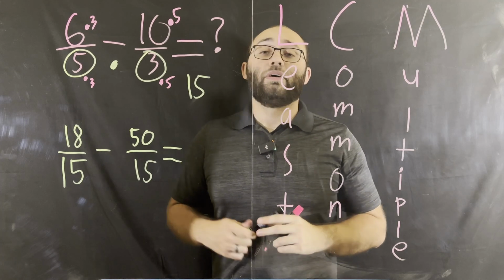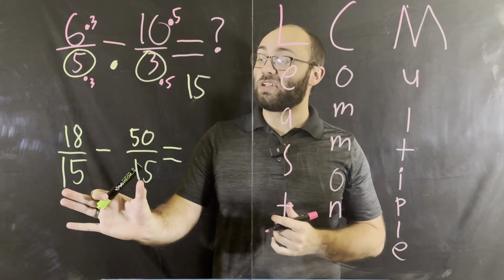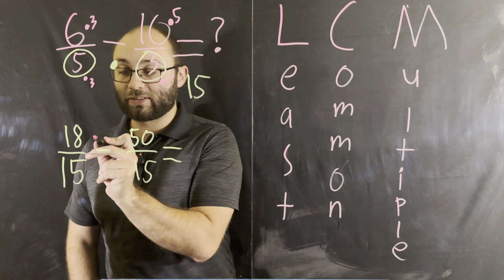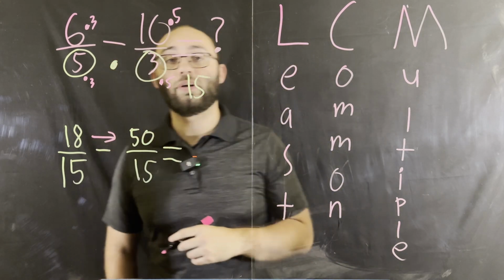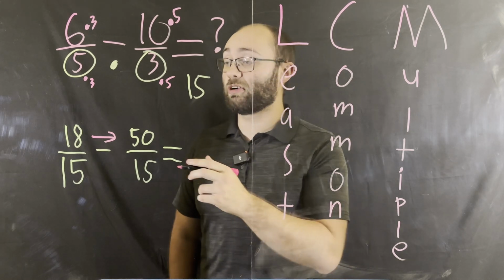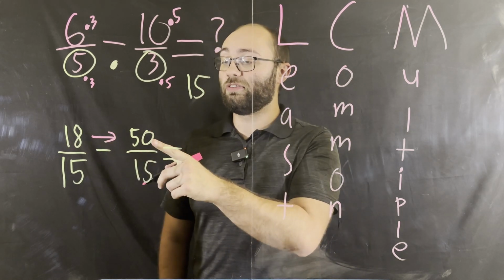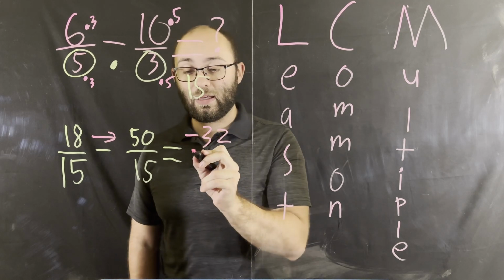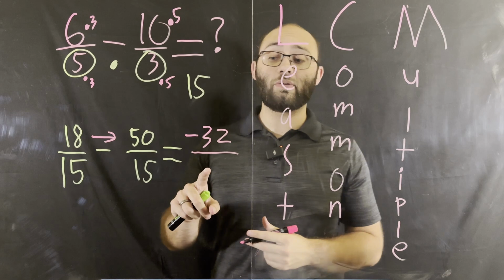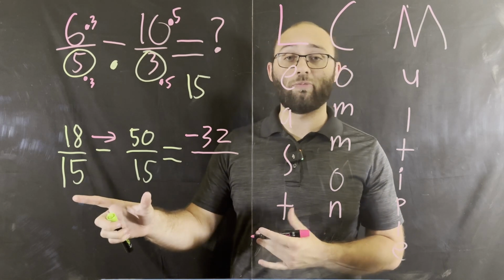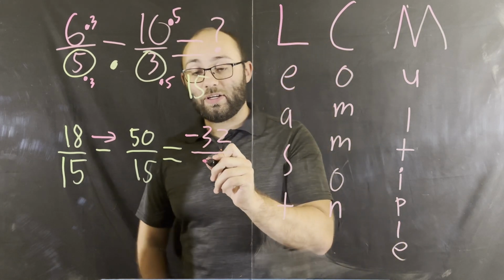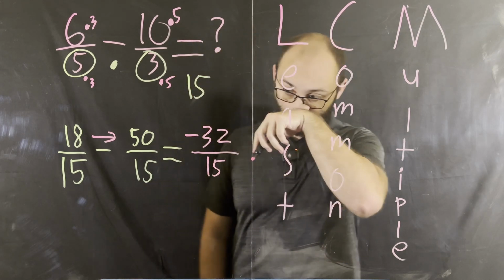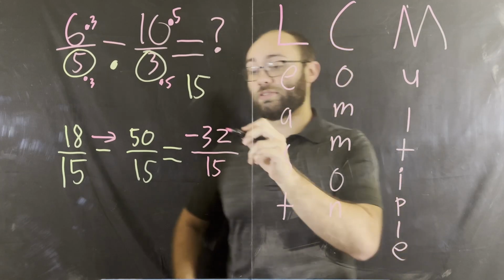Now, when we have the same denominator for two fractions and we're subtracting them, we subtract straight across. For the numerator, we subtract straight across. So we do 18 minus 50, which gives us negative 32. And then for the bottom, just like when we added, we're going to keep it the same. We're not going to alter it whatsoever. So it's negative 32 over 15. And that is our answer right there.